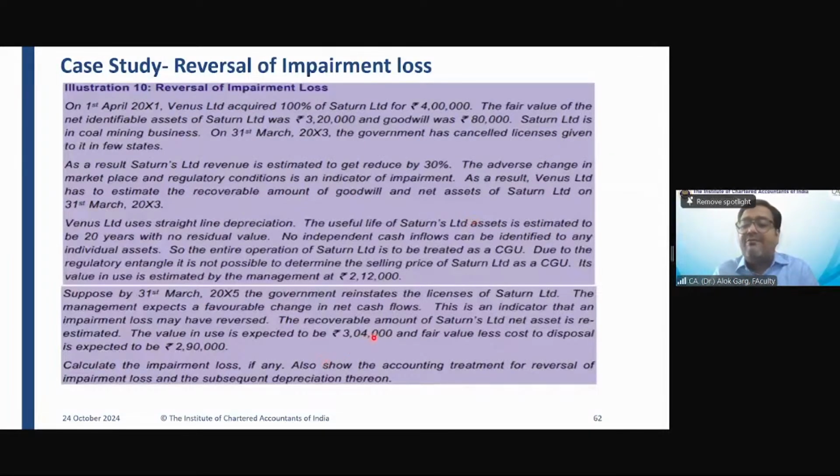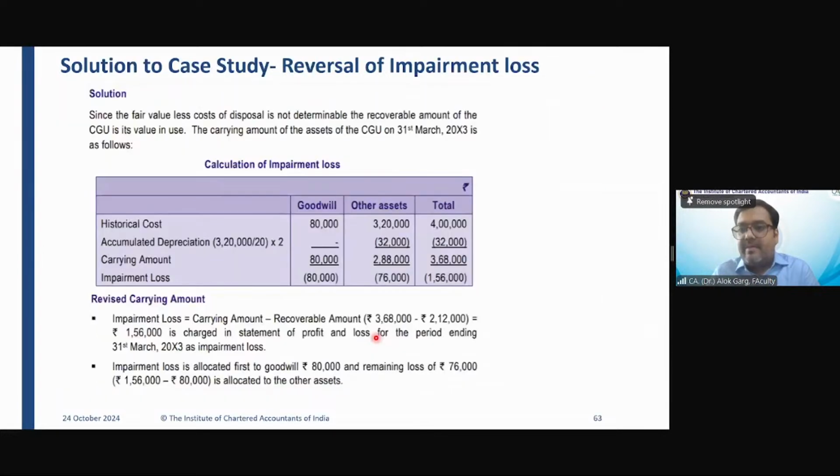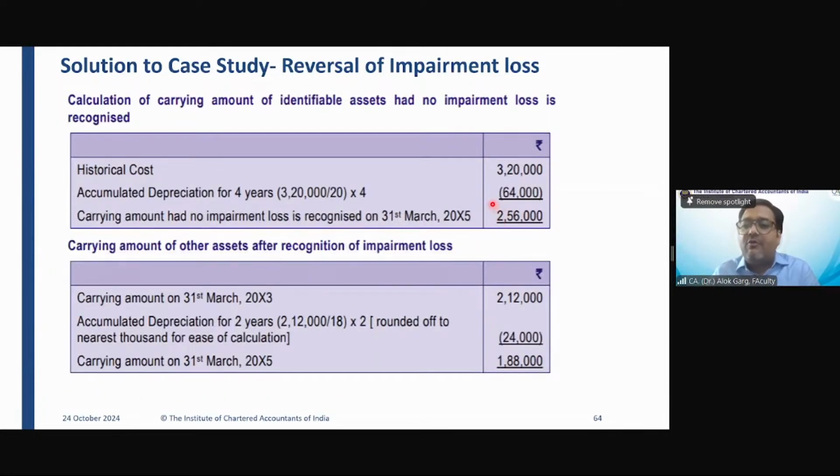रिकवरेबल अमाउंट इज 3,04,000. कैरिंग अमाउंट इज 256. What is lower? 256 is lower. 256 ही लोअर होगा ना? Yes. So we are clear. My revised carrying value as on 31st March 2005 will be 2,56,000.